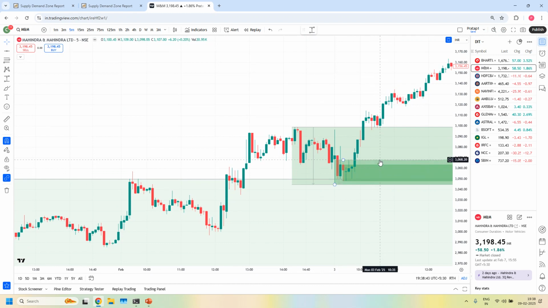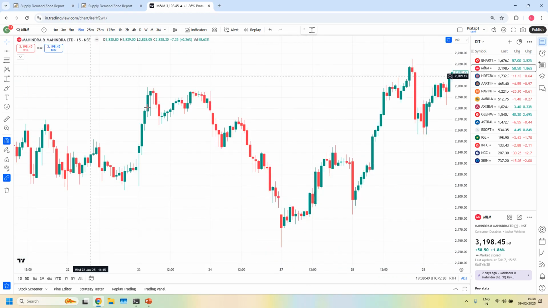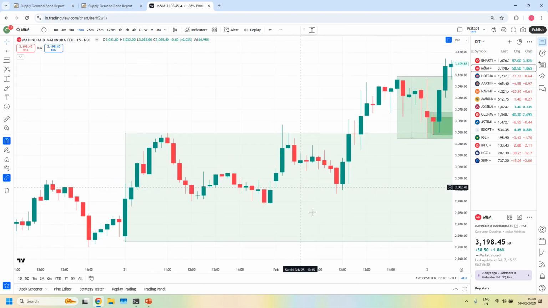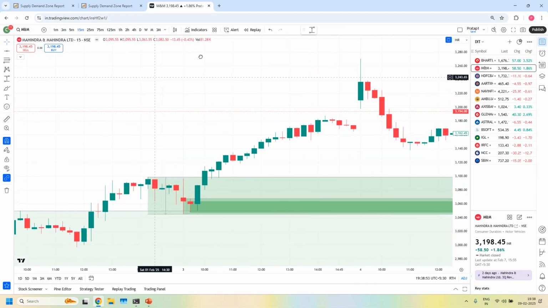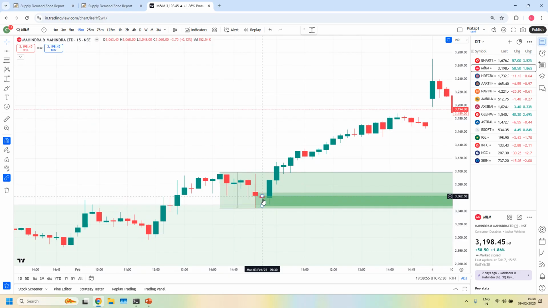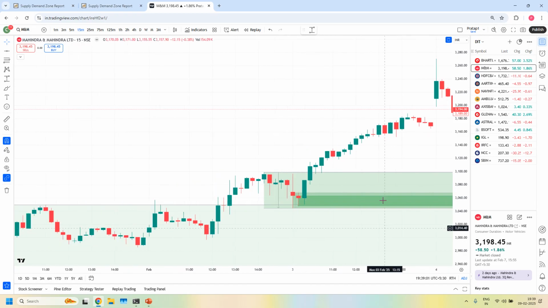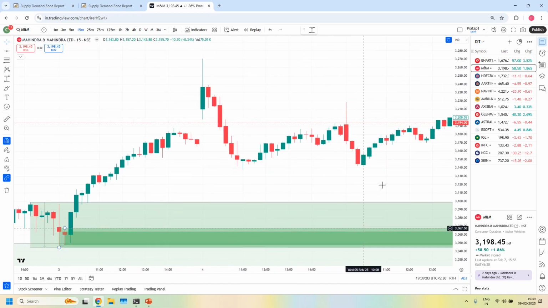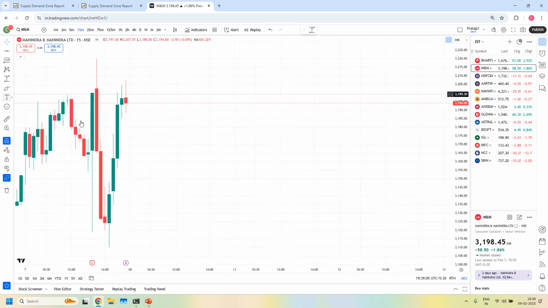You may take entry at the 15 minutes type 1 proximal, or you may take an entry at the 15 minutes type 2 proximal. Where is the 15 minutes type 2 proximal? This is the one, exactly the same as the 5-minute zone. It's all depending on our risk management. You plan your trade. Okay, then what is our target zone?